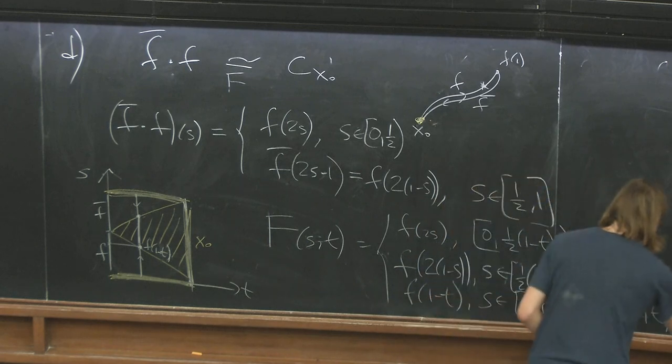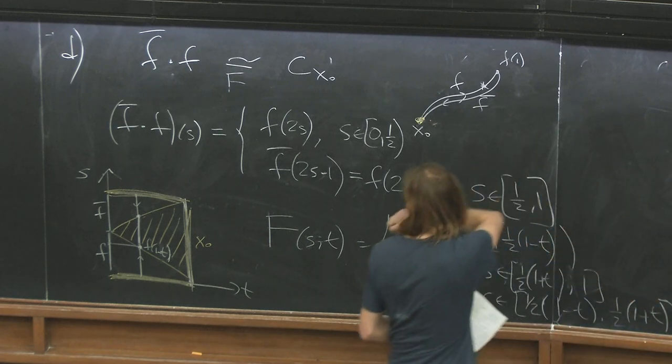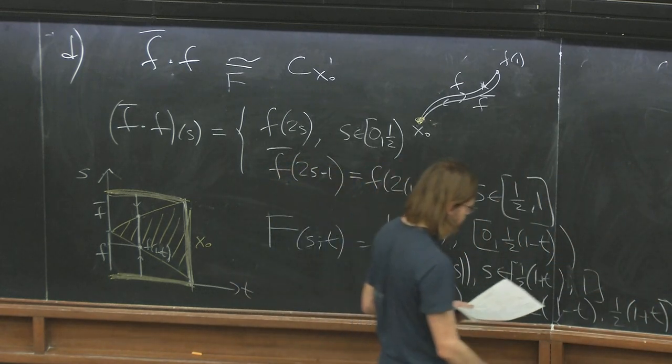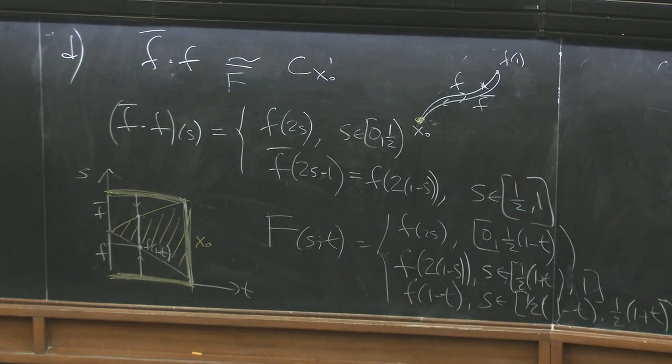Okay, and this finally concludes the fourth and last property, and this concludes the proof of the proposition. Questions?